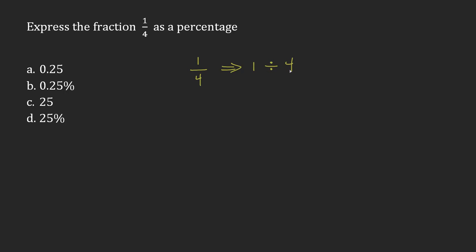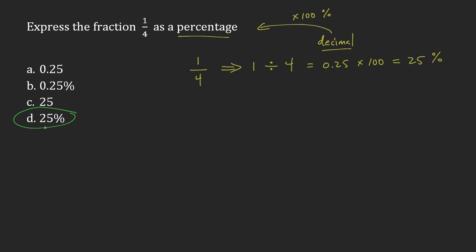Now this makes it really easy if you have a calculator. So 1 divided by 4, if you type that in and you hit equals, you're going to get 0.25. This is what's referred to in your textbook as your decimal. If you want to turn a decimal into a percentage, you multiply by 100 and then add a percent sign with your answer. So if I take my 0.25 and multiply by 100, that gives me 25. Add the percent sign, and my answer for this question is 25%.